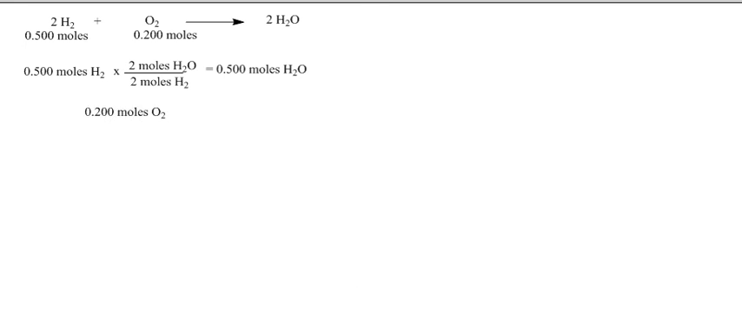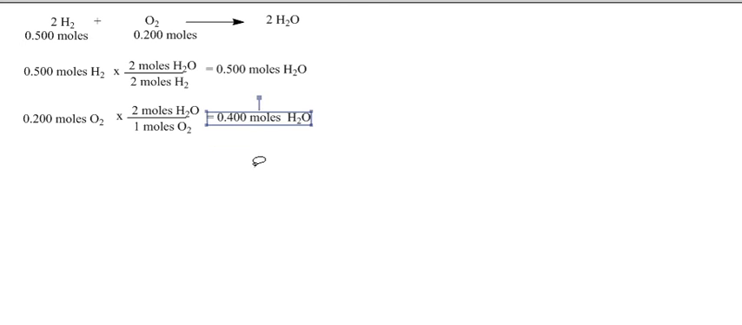On the other hand, if we look at our O2, the chemical equation tells us that it's 2 moles of H2O per 1 mole of O2. Remember, we looked at this right here and said that based on our H2 we could make 0.500 moles of H2O. Based on the amount of O2 we have, we can only make 0.400 moles of H2O. So our O2 is going to run out first. It's going to be our limiting reagent.